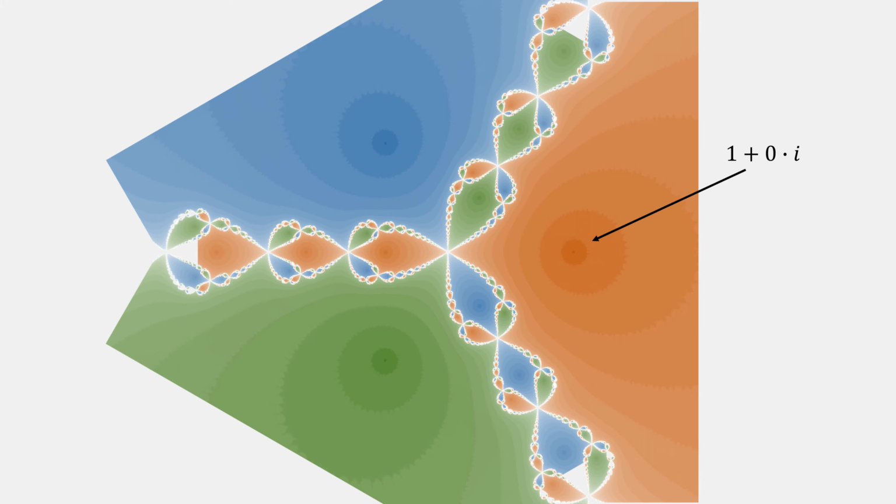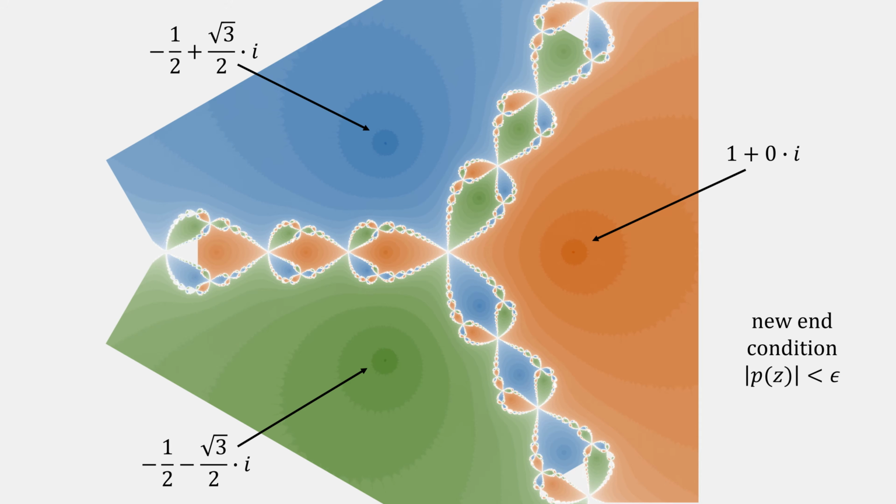If we rotate the fractal, we get something that looks like this. We found our first root at the value of 1 plus 0i, our second at negative a half minus square root of 3 over 2 i, and our third at negative a half plus square root of 3 over 2 i. But we created our original fractal by having converge on the root of exactly 1. What if we changed our end condition to be stop when the absolute value of p of z is less than some epsilon, such as 10 to the minus 7? Then we can create something that looks like this.